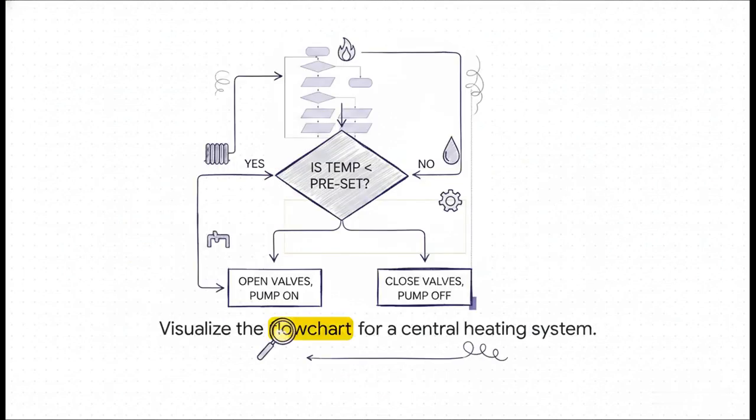Now, exam papers absolutely love to test this logic using flowcharts. For instance, consider the processing for a central heating system. The key part is the decision diamond. Is the temperature less than the preset? If yes, you follow the path that sends a signal to open the valves and fire up the pump. If no, you follow the path to close the valves and shut the pump off. And notice how the arrow loops right back up to the top. Visualizing this exact step-by-step flow in your head is seriously your secret weapon for writing flawless exam answers.